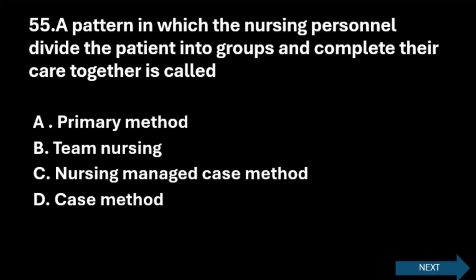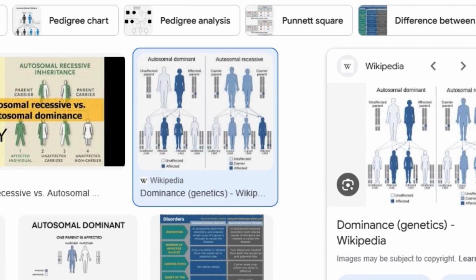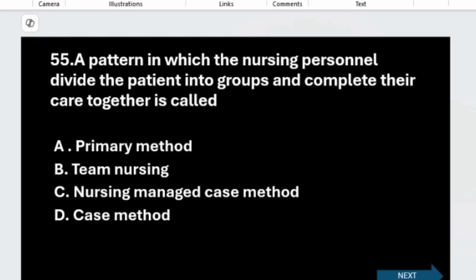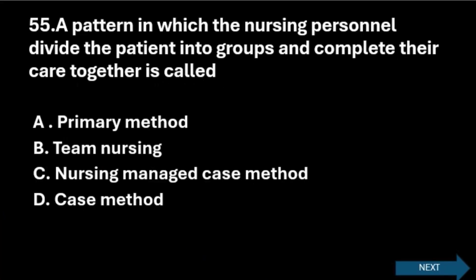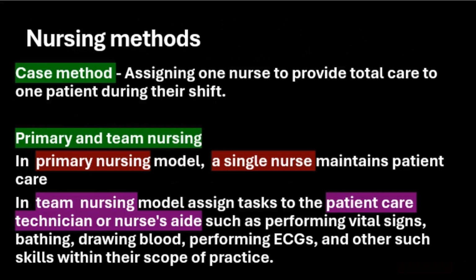Next, a pattern in which the nursing personnel divide the patient into groups and complete their care together is called option A, primary method, option B, team nursing, option C, nursing managed case method, option D, case method. The right answer here is option B, team nursing. You can see the different nursing methods.